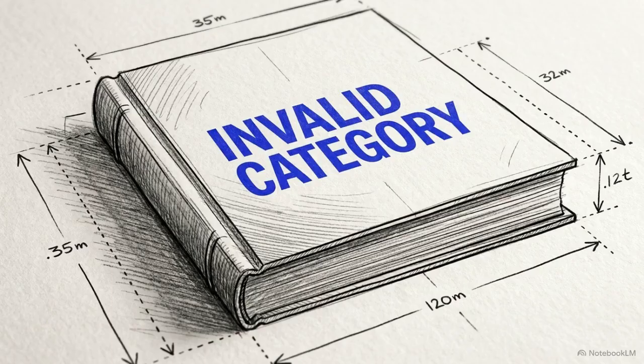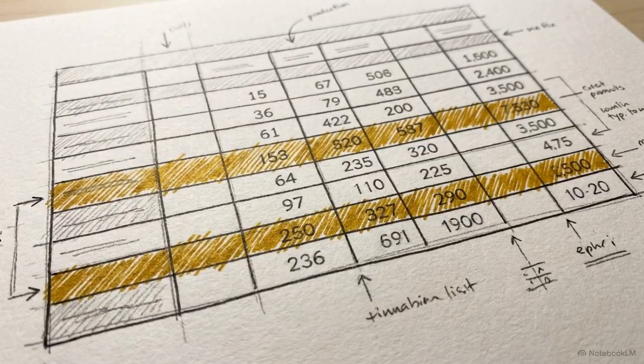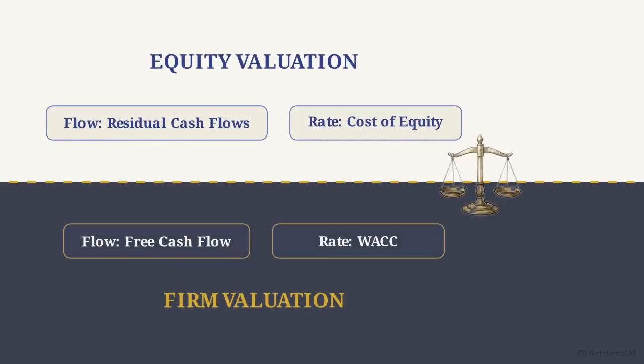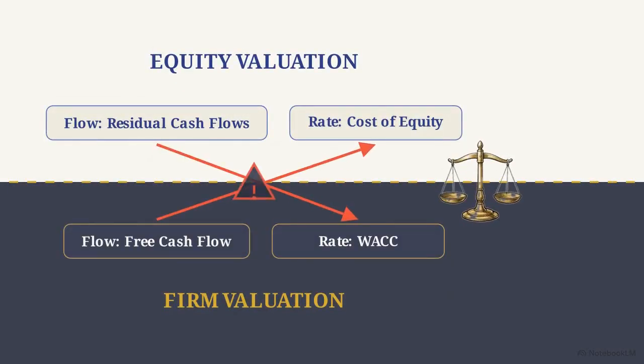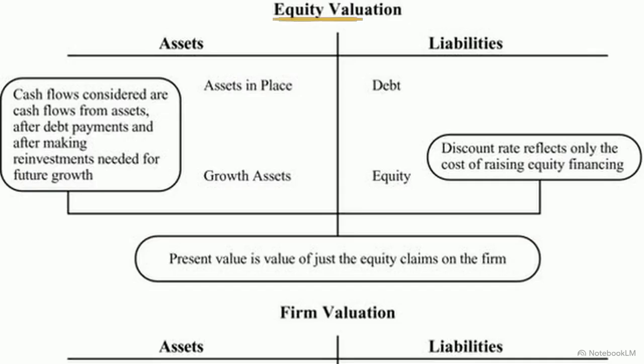If you select the wrong category for a specific asset, your entire valuation will be inaccurate before you calculate a single number. Even when you choose the right approach, technical errors easily corrupt the results. Within DCF models, the most common point of failure is crossing the mathematical line between equity and the firm. This flowchart illustrates the strict mechanics of that division.